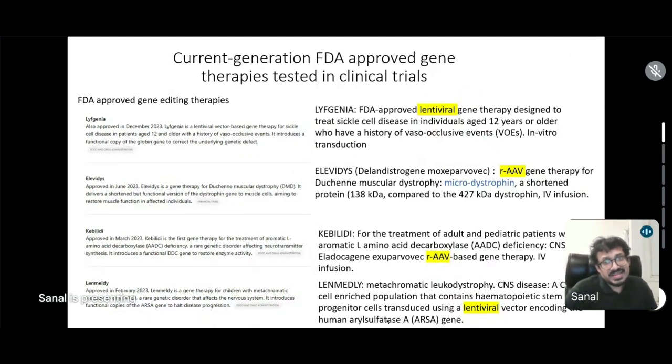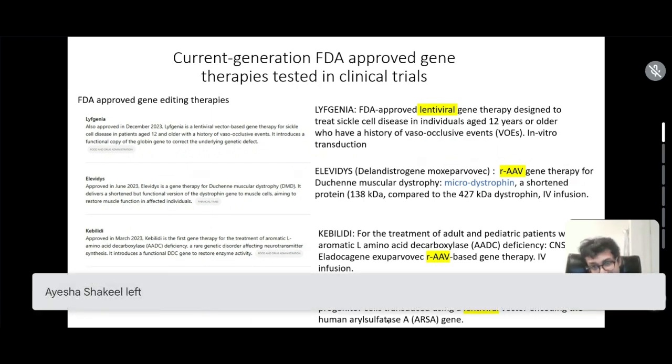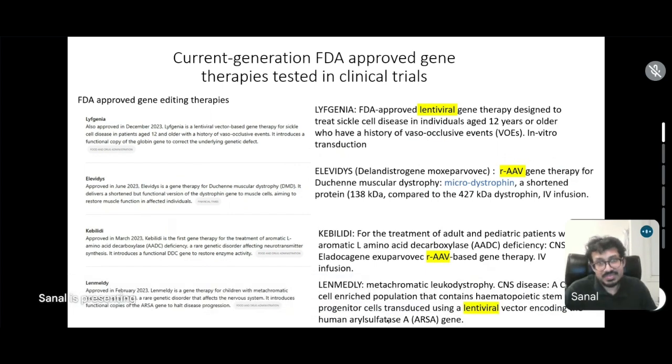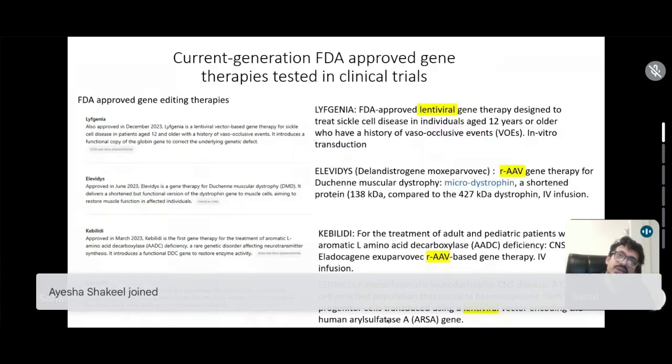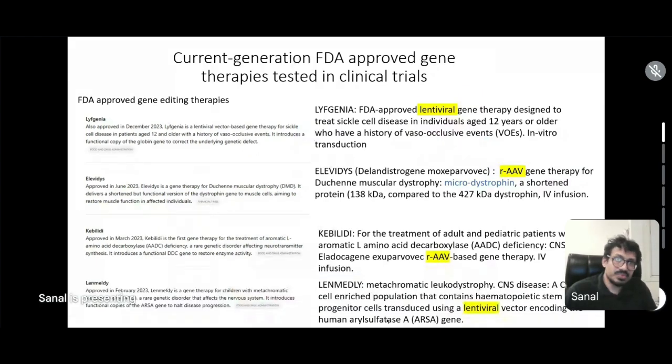And what is interesting about dystrophin is that it is one of the biggest genes in the human genome. One of the shortcomings of adeno-associated virus is that its cargo capacity is very small. What do you mean by cargo capacity? The ability to carry a cargo. For any viral vector, what is the cargo? The gene it is carrying. So it cannot carry the dystrophin gene because it is too big for adeno-associated virus.